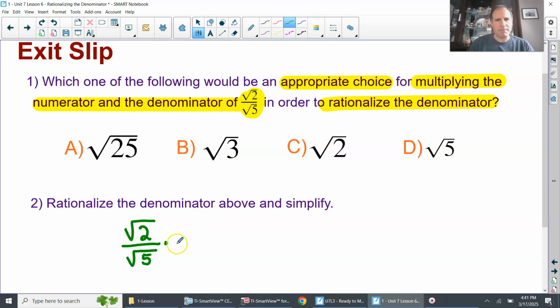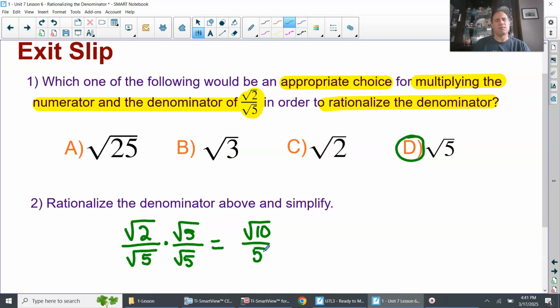And then what would it be? So rationalizing the denominator, which one of the following would be an appropriate choice for multiplying the numerator and the denominator? So it would be square root of 5. That would be the appropriate choice. So D is your answer. And we're going to simplify. So this is square root of 10 over 5, and we're done. Can't do any more with that.